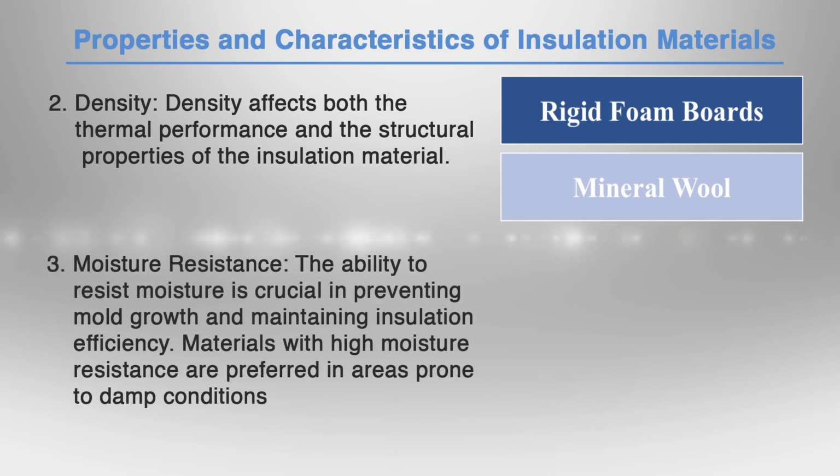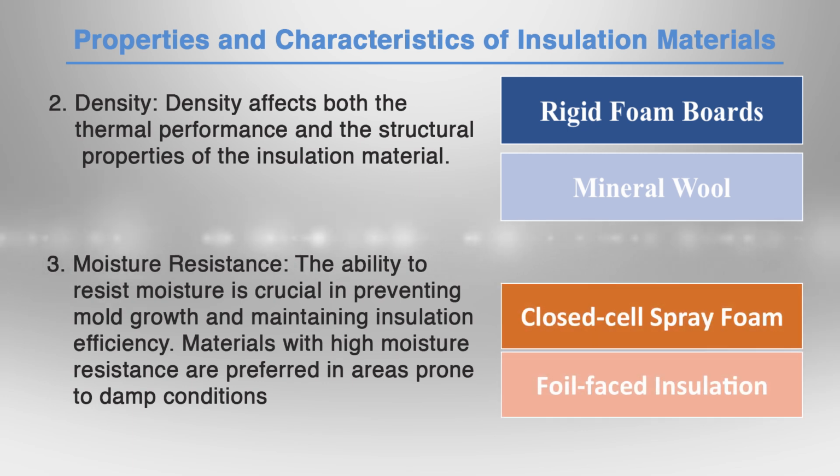Third one is moisture resistance. The ability to resist moisture is crucial in preventing mold growth and maintaining insulation efficiency. Materials with high moisture resistance are preferred in areas prone to damp conditions. Closed-cell spray foam has excellent moisture resistance, forming a barrier against water infiltration.